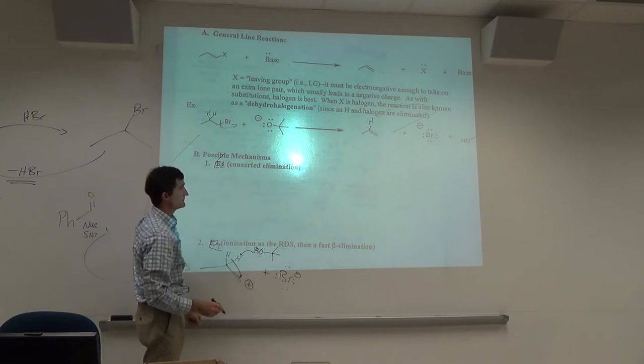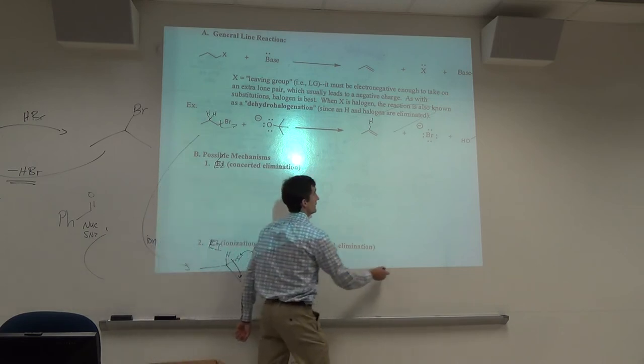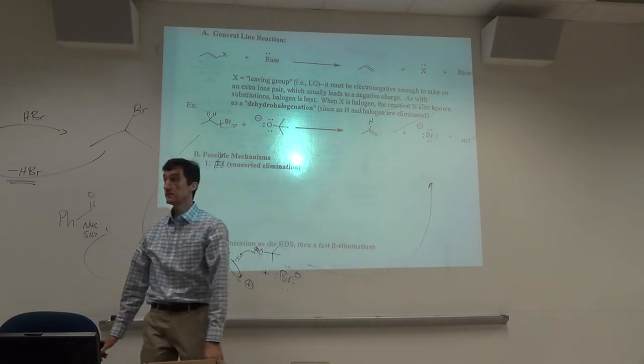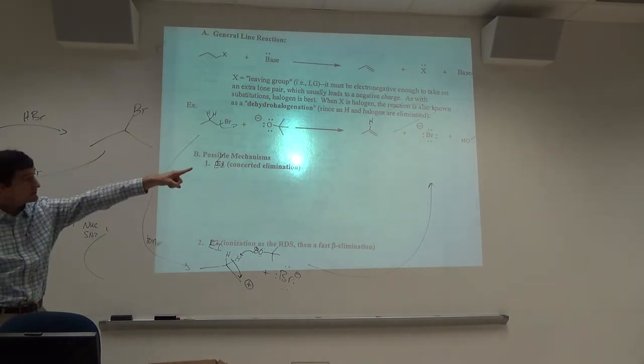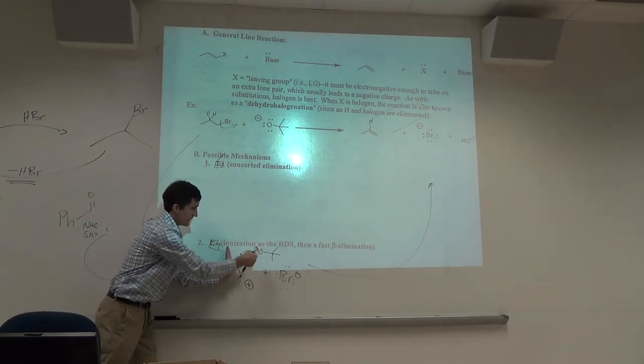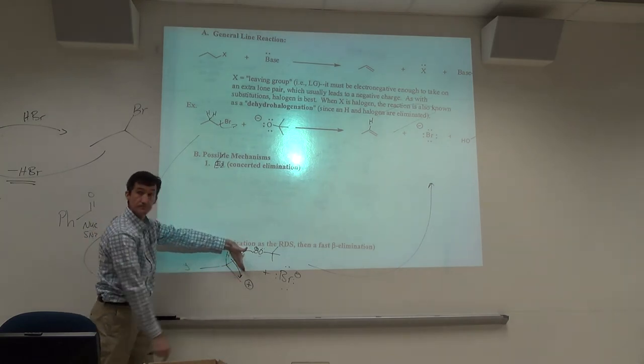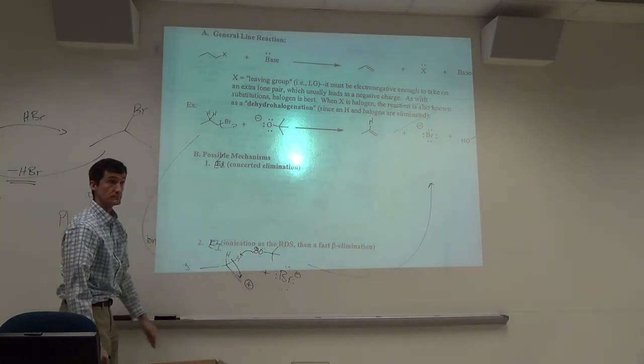What does all this give? Did we make everything over there? We made Br minus by ionization. We made the alcohol on the right here. And we made the alkene right there. All of our arrows are there.